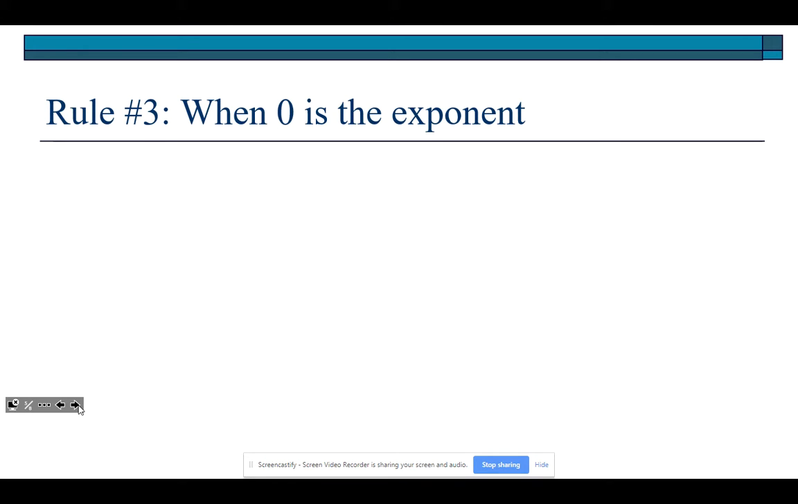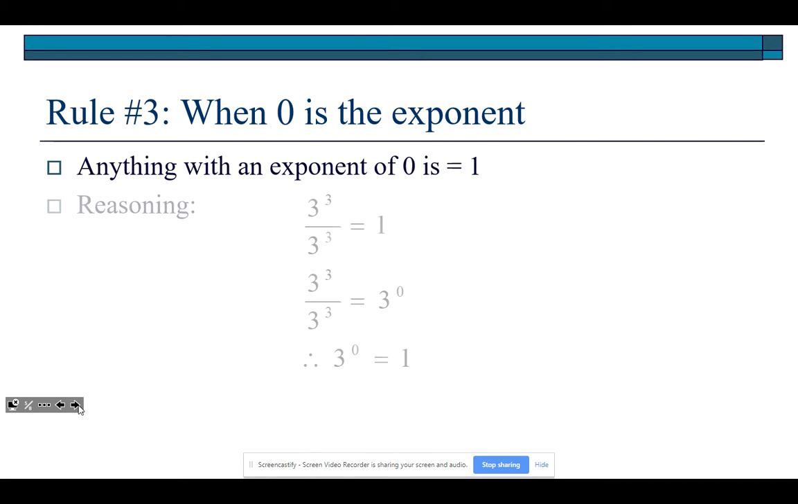Rule number 3 is the easiest of all the rules. Anytime you have an exponent of 0, it is equal to 1. Here's the proof behind that. We know that anything divided by itself is equal to 1. So, for example, 3 to the third divided by 3 to the third is equal to 1. That's a basic rule of division.